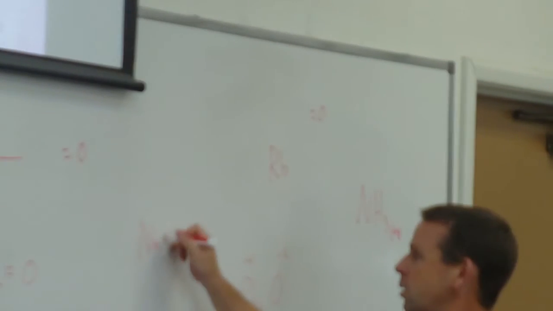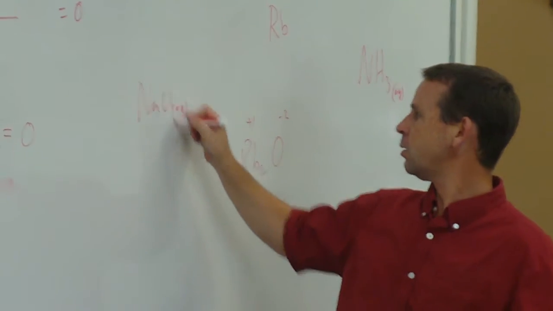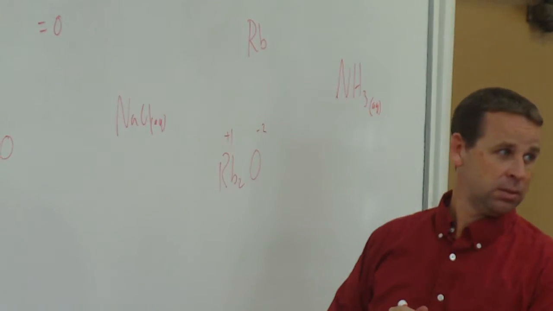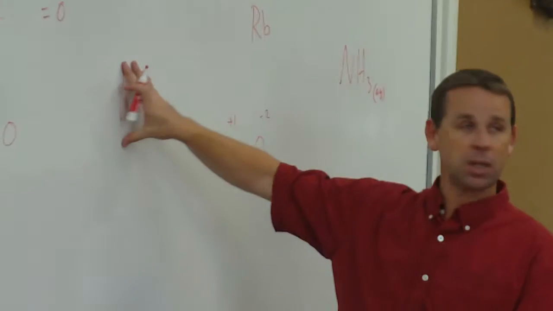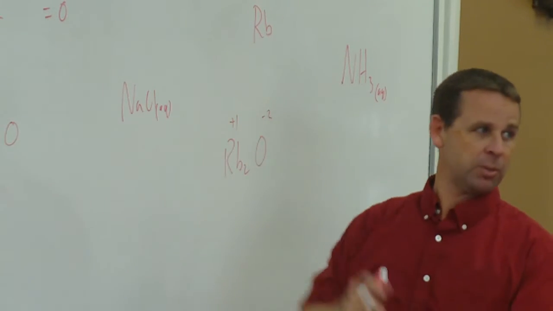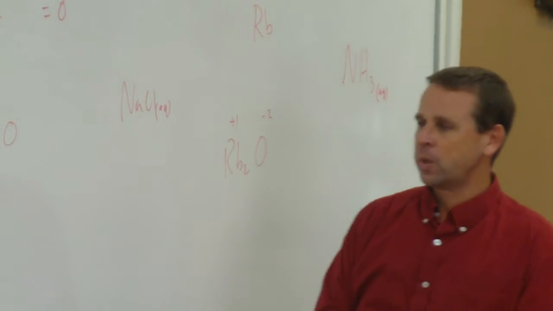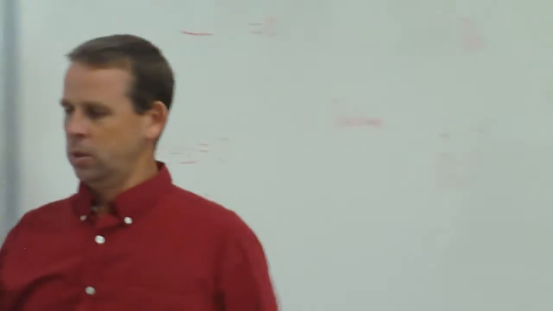So we can write this. You'll see this, right? NaCl aqueous. But we know it's really talking about sodium ions and chloride ions separate from each other. So I don't know how helpful that generalization will be and what it actually might tell us.